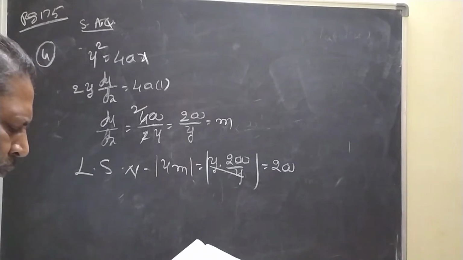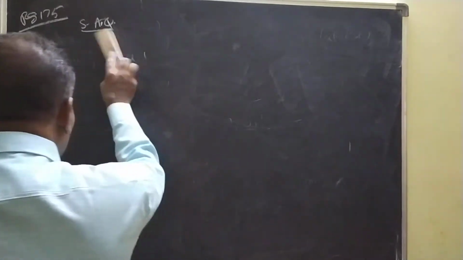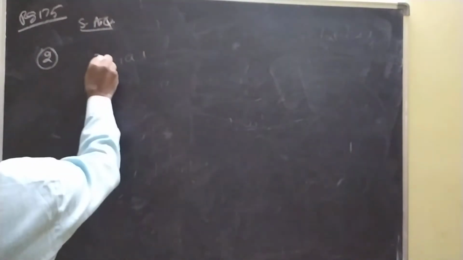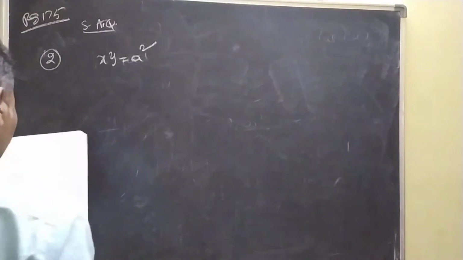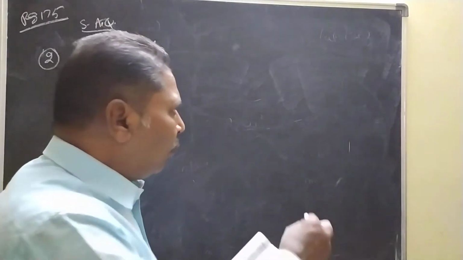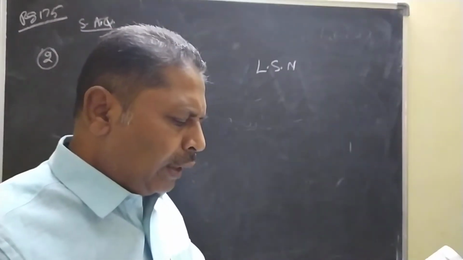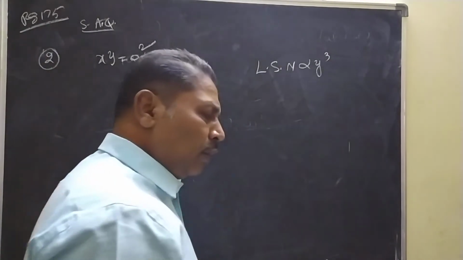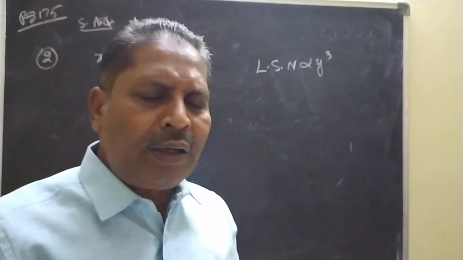Next, second Roman. xy equal to a square. Show that length of the subnormal varies as, means proportional to, cube of the ordinate.